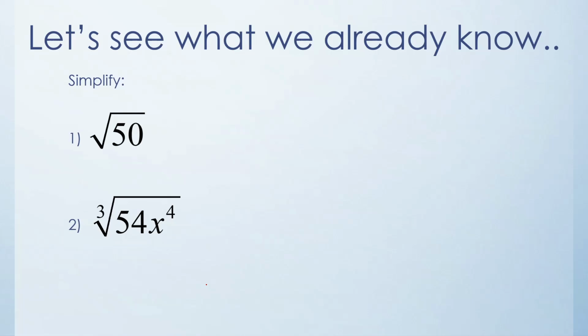We know how to simplify a radical expression, right? So simplifying the square root of 50, remember, we need to find perfect squares that go into 50. Biggest perfect square is 25. And we multiplied, right? So 25 times 2 would give me 50. We simplified the square root of 25 to be 5. So my answer would be 5 times the square root of 2.